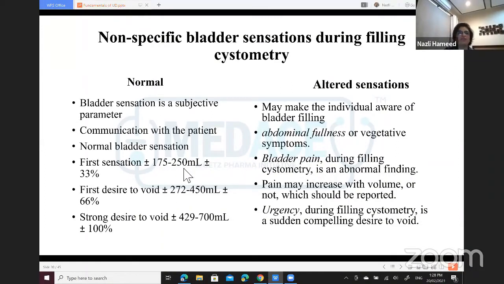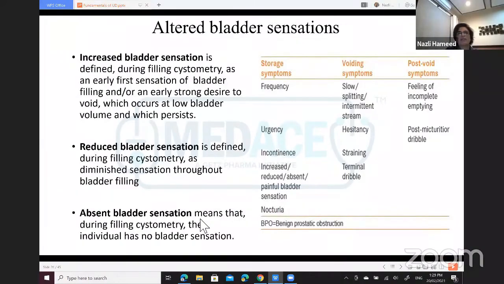Generally the first sensation to pass urine is at around 175 to 250 ml of urine, and of course this is a plus minus range. The first desire to void is around 270 to 450 ml, and strong desire is between 420 and 700 ml, which is the upper limit. Generally it is plus minus 100 ml, so up till 600 ml is acceptable.